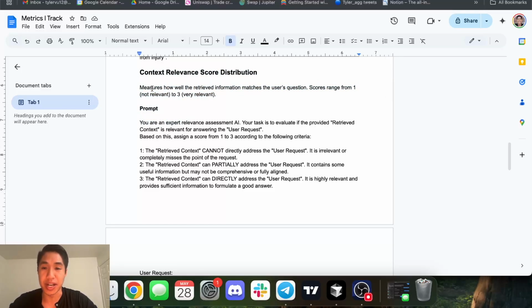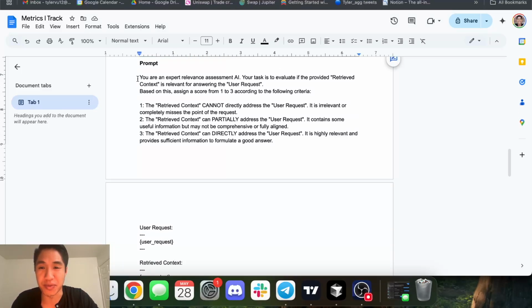And I've talked about this already. So this is going to measure how well the retrieved information matches. So again, remember, when we're running RAG or a chatbot, you're pulling data from your knowledge base, right? The whole point of this score is to measure how relevant that information we're pulling in from our knowledge base is to the actual user's request or question. Okay, so I'm going to go into more detail with the prompt, just because it's really important.